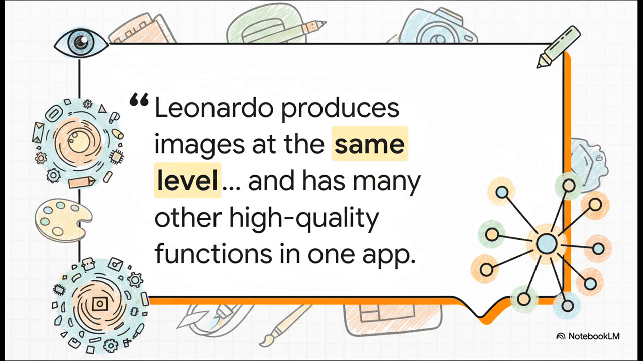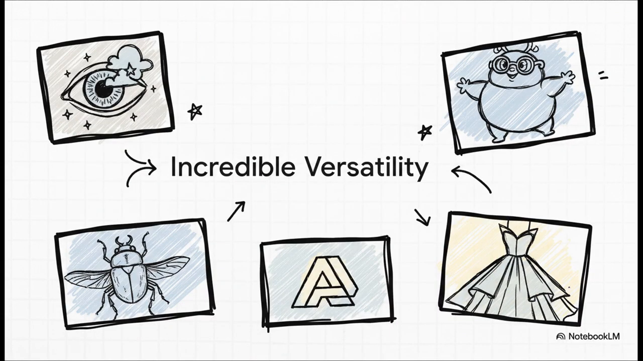As our source material points out, Leonardo is producing images that are on par with top-tier generators like Midjourney. But the real game changer is that it combines that amazing quality with a whole suite of other powerful features all in one app. I mean, just look at the versatility here. It's pretty impressive. We're seeing everything from surreal, photorealistic images and detailed 3D cartoons to these incredibly intricate macro shots. It can even handle graphic design, creating logos with correctly spelled text, which is something a lot of other AIs still really struggle with. The quality is just top-notch across a massive range of styles.